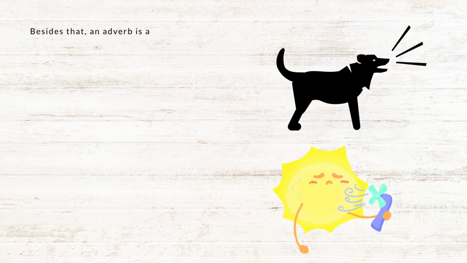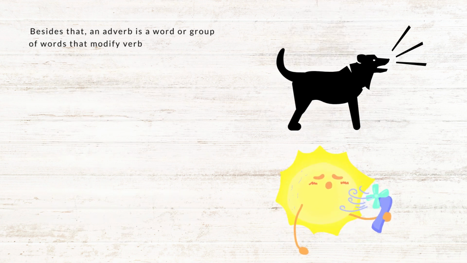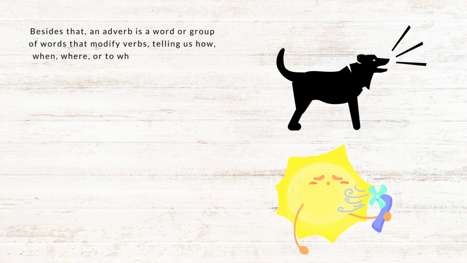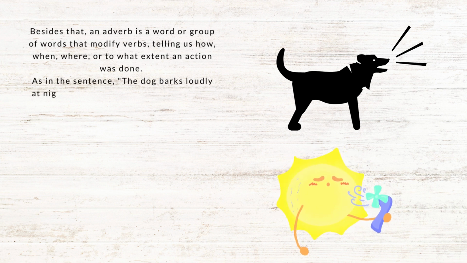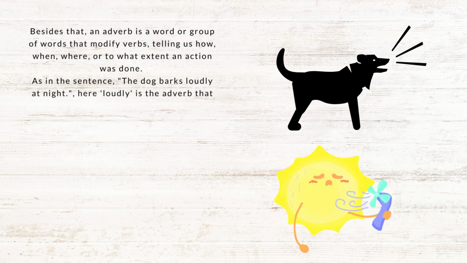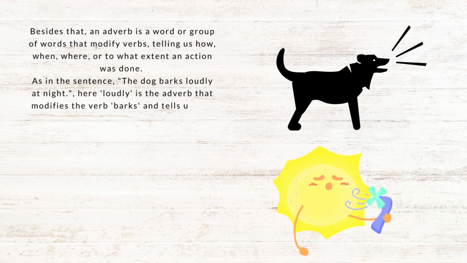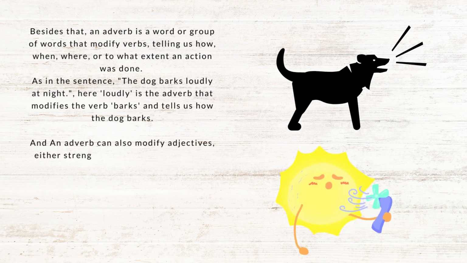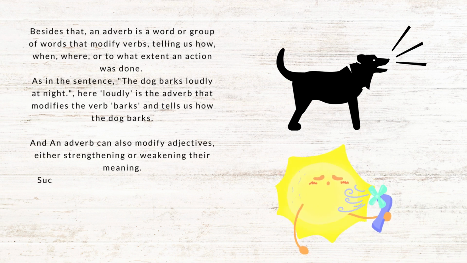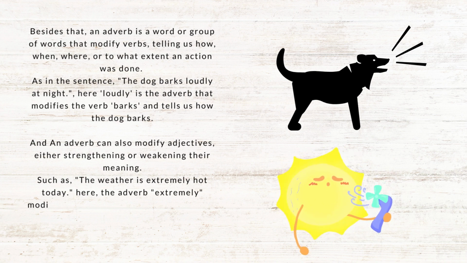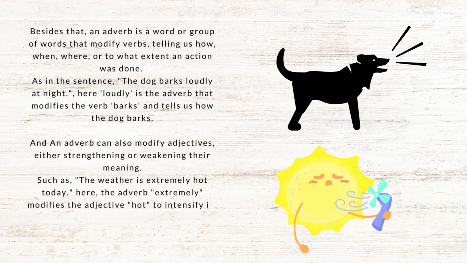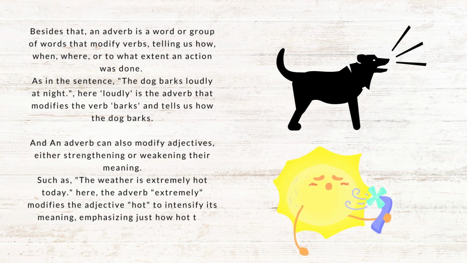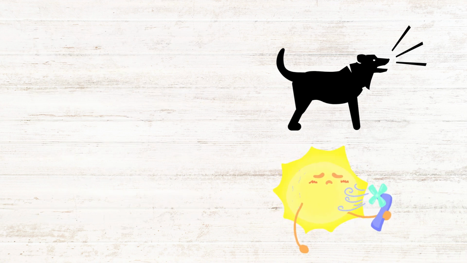Besides that, an adverb is a word or group of words that modify verbs, telling us how, when, where, or to what extent an action was done. As in the sentence, the dog barks loudly at night. Here loudly is the adverb that modifies the verb barks and tells us how the dog barks. And an adverb can also modify adjectives, either strengthening or weakening their meaning. Such as, the weather is extremely hot today. Here, the adverb extremely modifies the adjective hot to intensify its meaning, emphasizing just how hot the weather is.